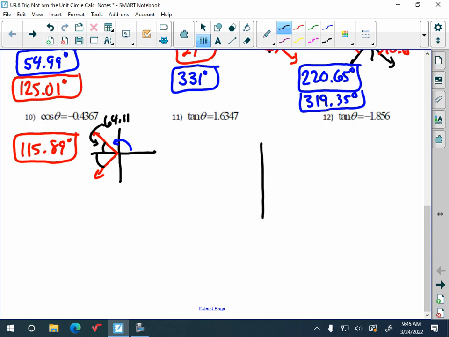Just look at it this way. How do I get from here to here? If you know this angle right here is 64.11, add it to 180. That's all you're doing. Take 180, that's this part right here, and add this on. That's 64.11. So 180 plus 64.11. That's all this is saying. Get from here to here. So it should be 244.11.